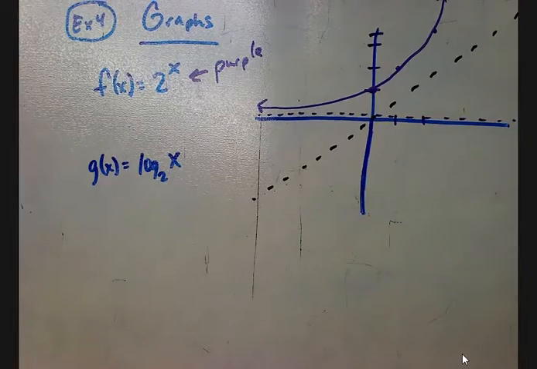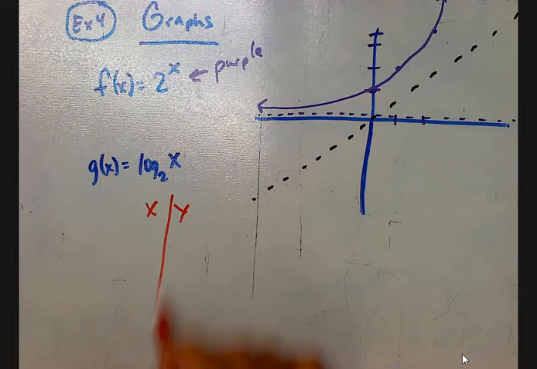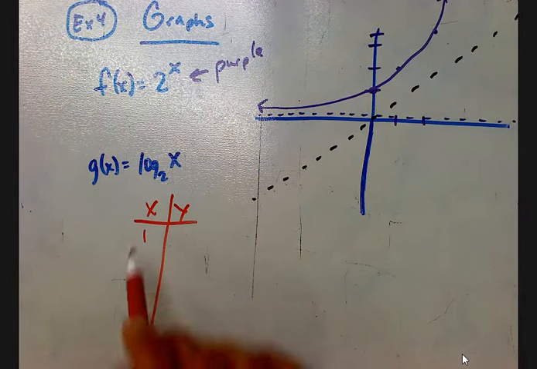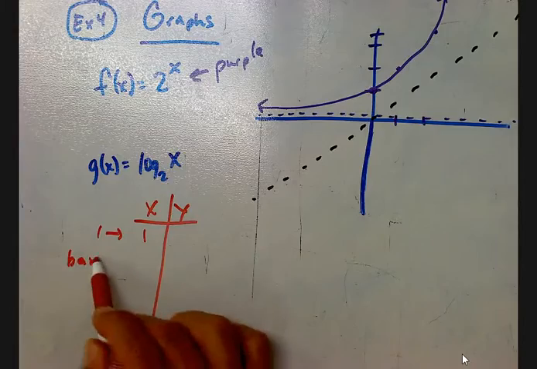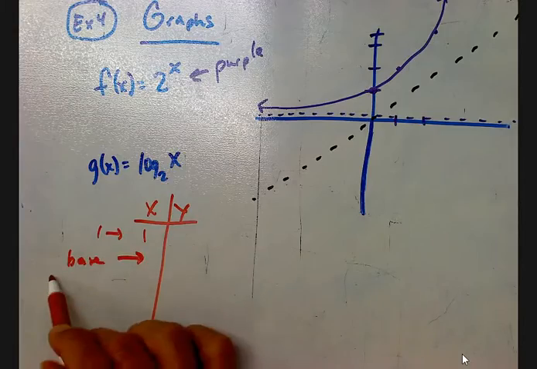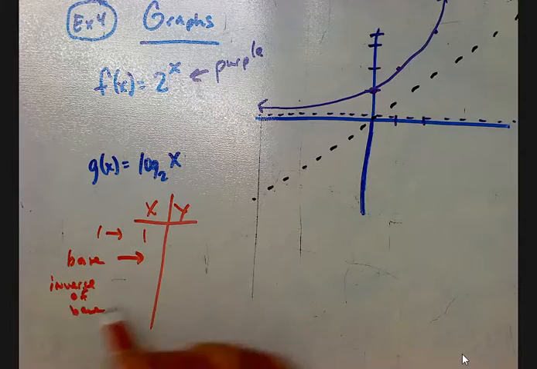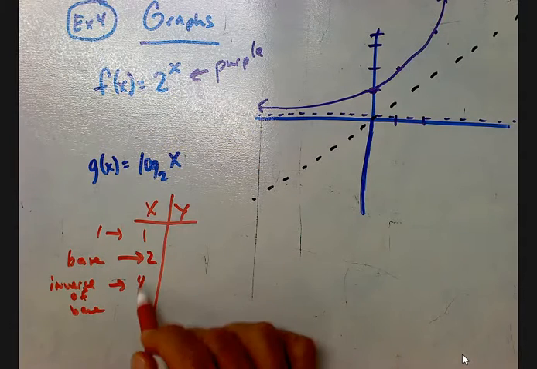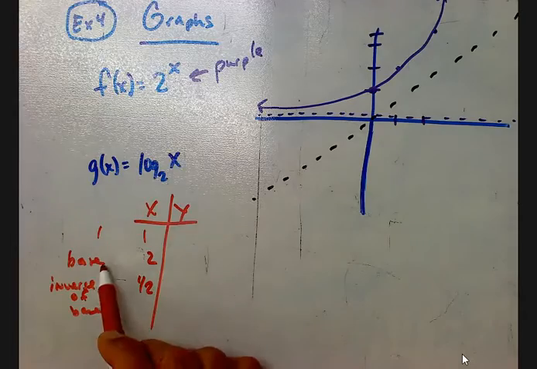I'm going to do that one in red. And so what we do for logarithm graphs is we choose 3 points. We always choose the same points. We're always going to choose 1, we're always going to choose the base, and we're always going to choose the inverse of the base. So the base was 2. The inverse of 2 is 1/2. These will be the 3 numbers you choose each time: 1, the base, and the inverse of the base.